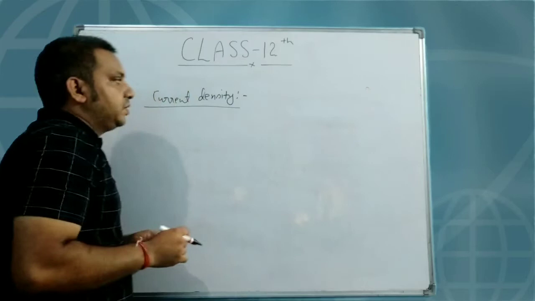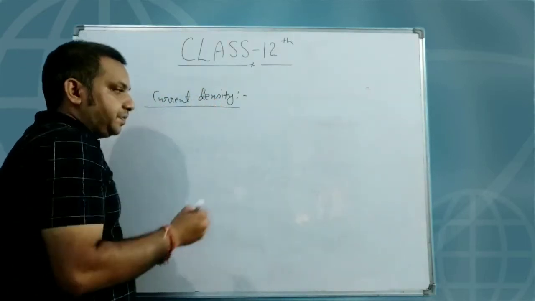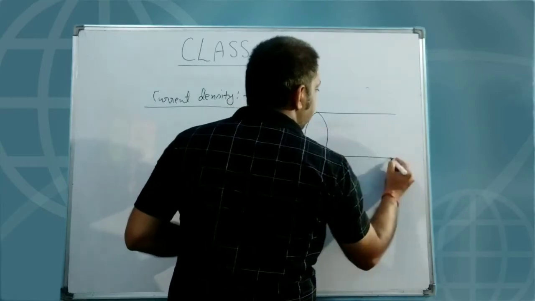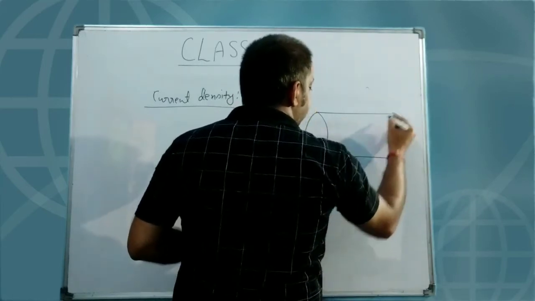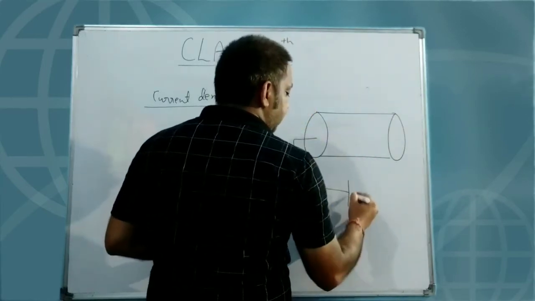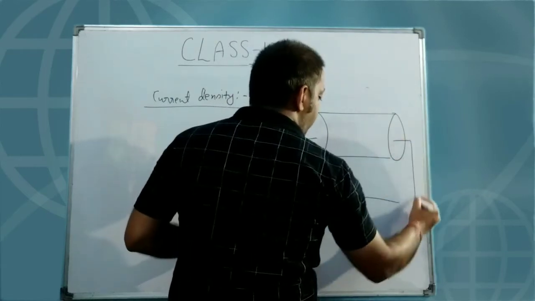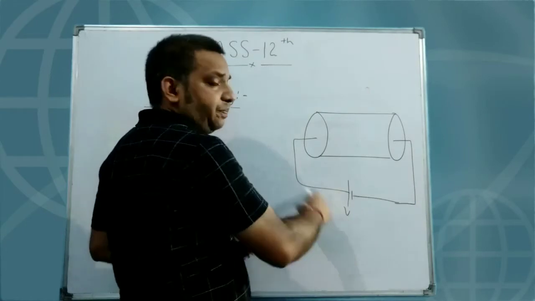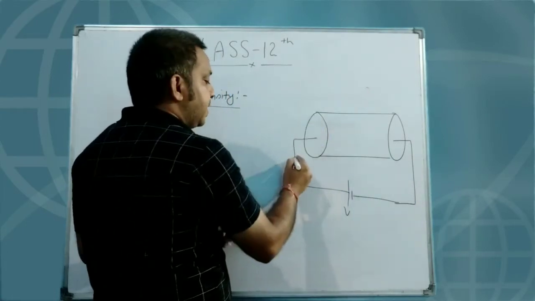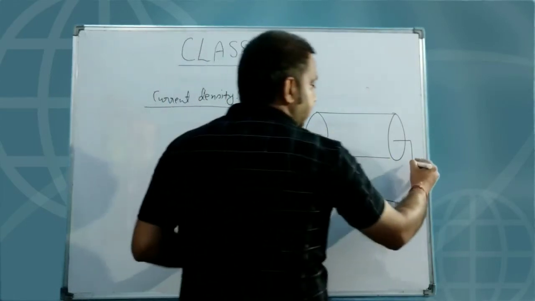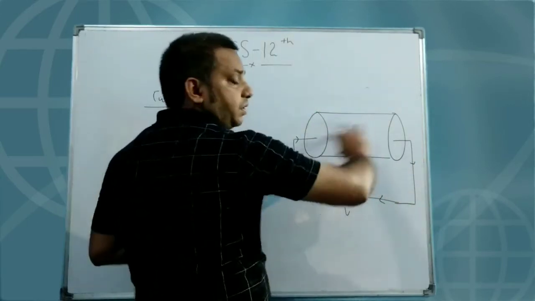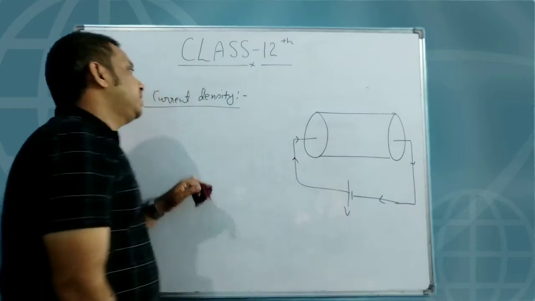Suppose there is a conductor which is connected to a particular voltage source V, and because of this supply, a current is circulating in this direction, from the positive to the negative side, and the current will flow in this direction. So, what is the current density?